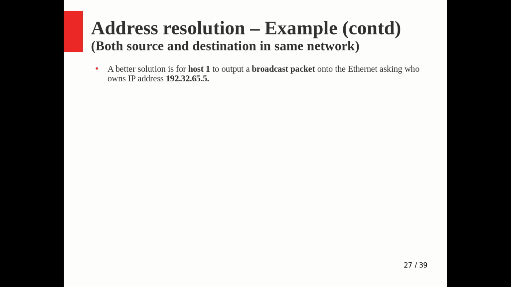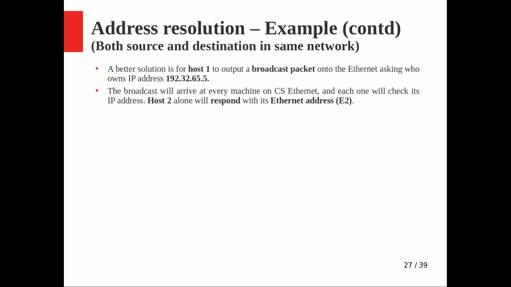So if you have something different, that will work fine. The better solution is for host 1 to output a broadcast packet onto the Ethernet asking who owns the IP address 192.32.65.5. So once it sends that broadcast, everyone will get it, right? The broadcast will arrive at every machine in the CS network, and each one will check its IP address. So only host 2 will understand that it is its own IP.